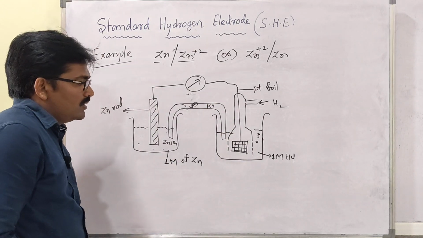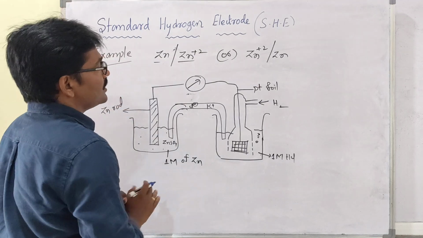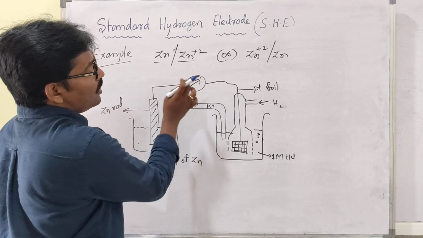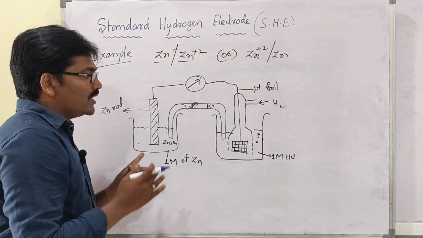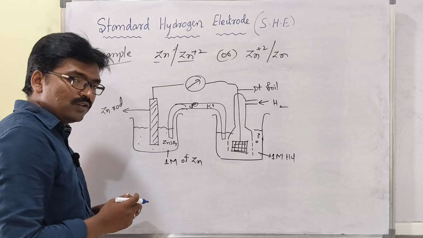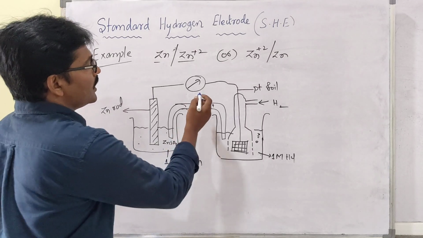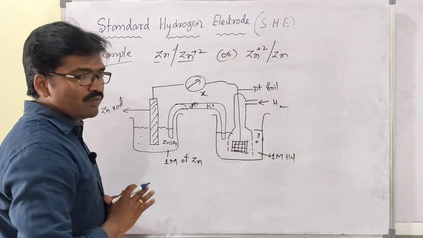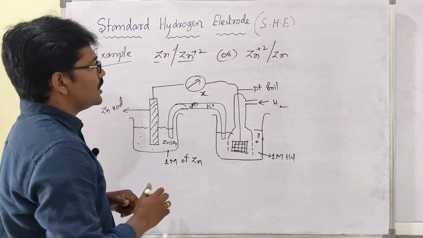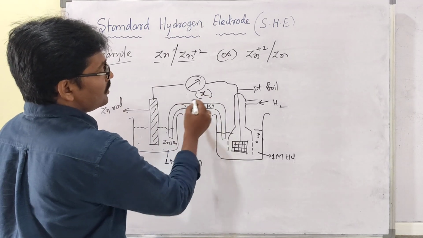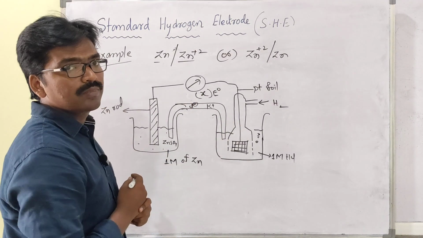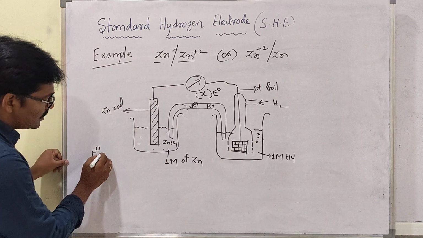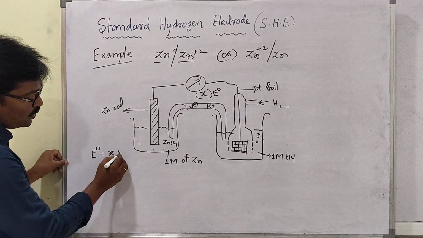Sir, connect చేసిన తర్వాత here just assume we can observe that some potential will be developed in between the two electrodes, the difference between the cathode and anode of the cell, that we are calling E naught cell. Both are standard, so we are taking E naught cell. Now X value you can find out, that is E naught cell equals X volts.